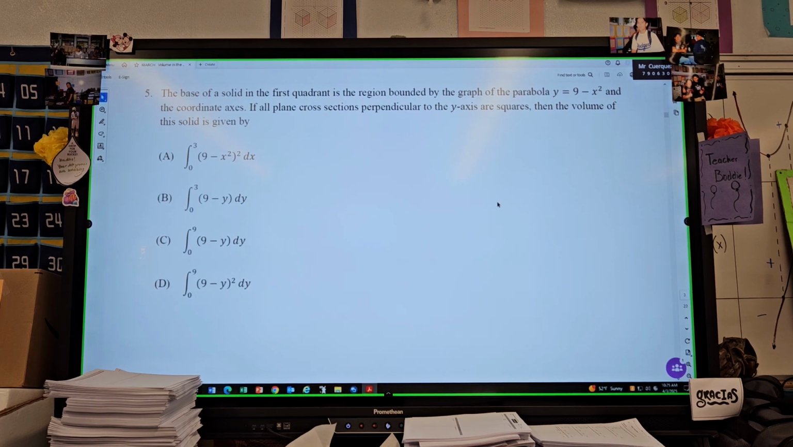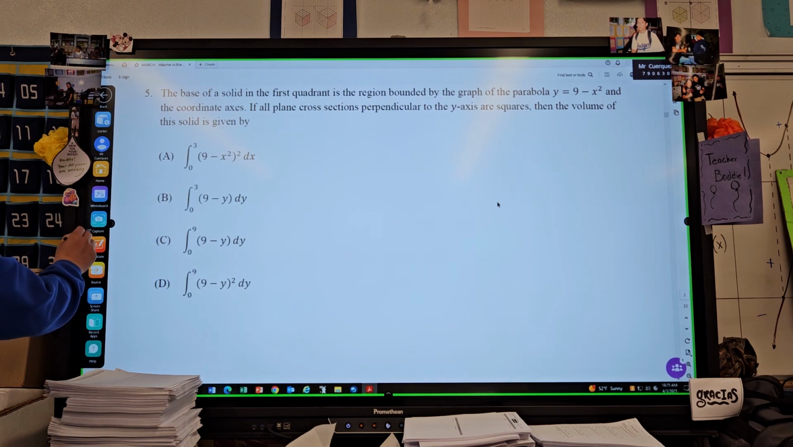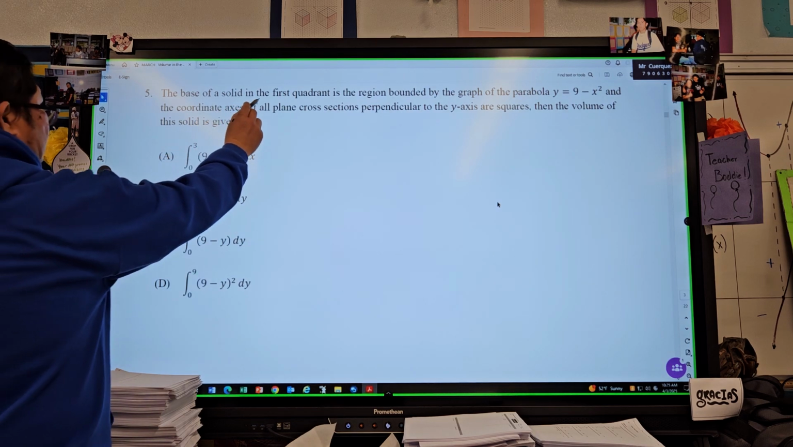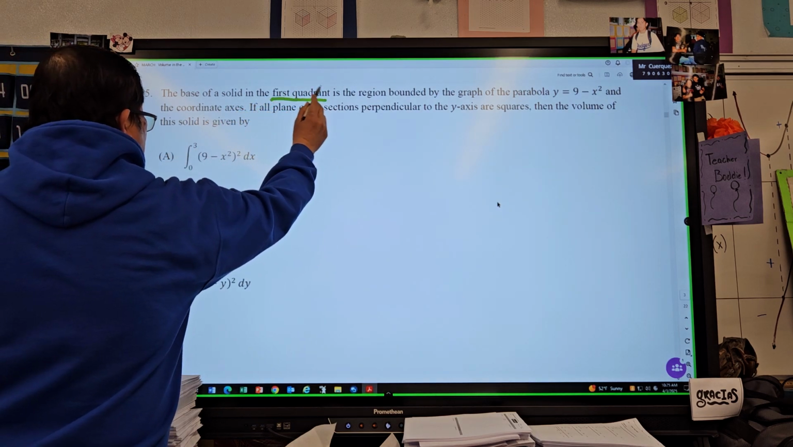The base of the solid in the first quadrant is the region bounded by the graph of the parabola y equals 9 minus x squared and the coordinate axis. If all plane cross sections perpendicular to the y-axis are squares, then the volume of the solid is given by.